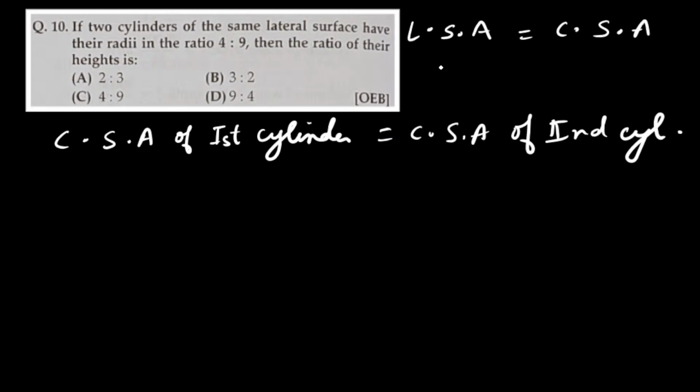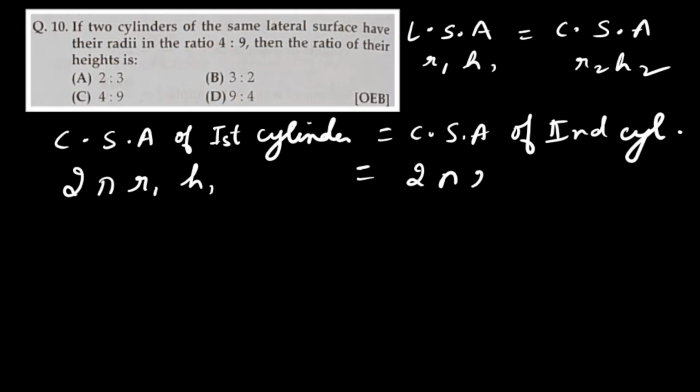So their area is the same but the heights differ. For this one I am writing R1 and H1, and for this one R2 and H2, radius and height. The curved surface area formula we know: 2 pi R1 H1 equals 2 pi R2 H2. We have to find the ratio of H1 to H2.